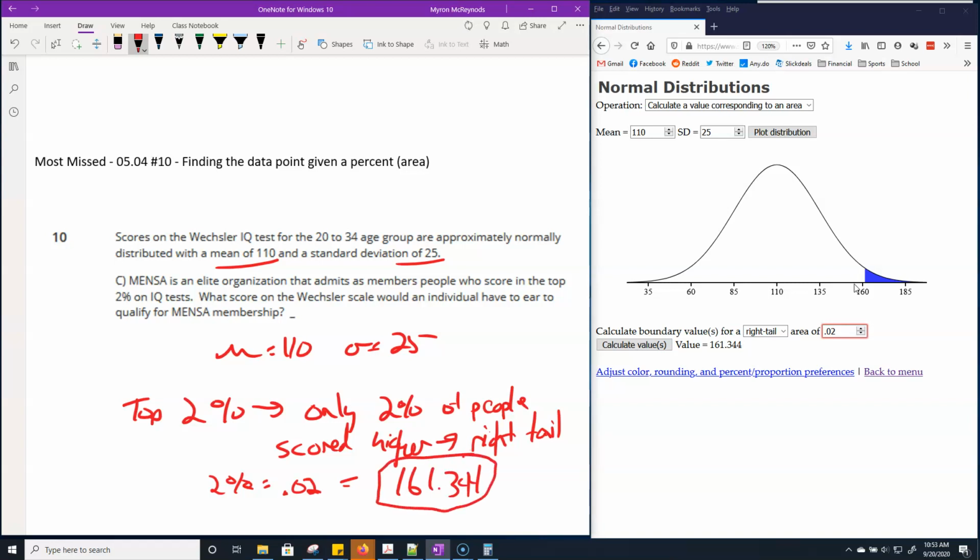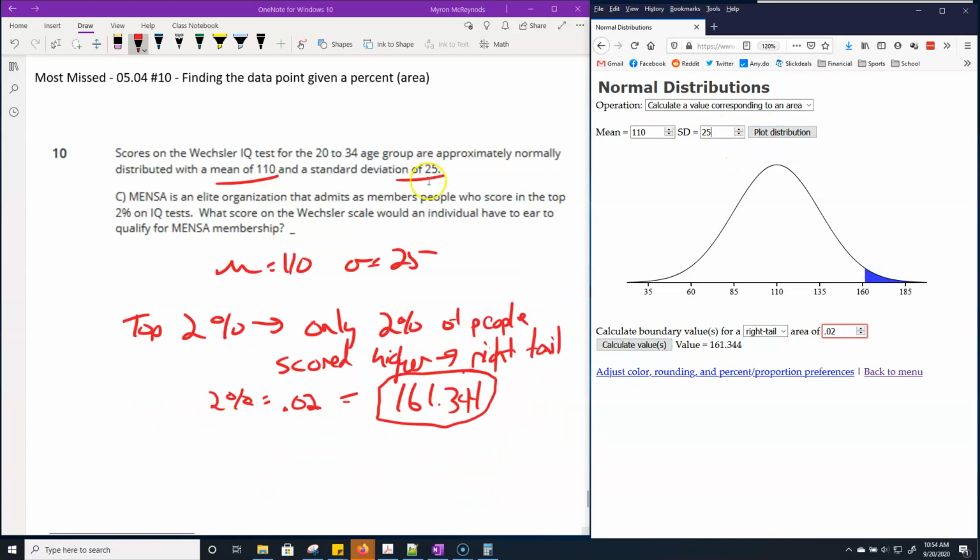That answer makes logical sense to me. It should be a really high score to be in the top 2%. If you think of these logically, you should never get them wrong. Because say you accidentally pick left tail and you got 58 and you're like, would a 58 IQ be high enough to make Mensa and put me in the top 2%? Not a chance. So I know it's the right tail one is the way I should have done it. And I get 161.344. And that makes a lot of sense to me.